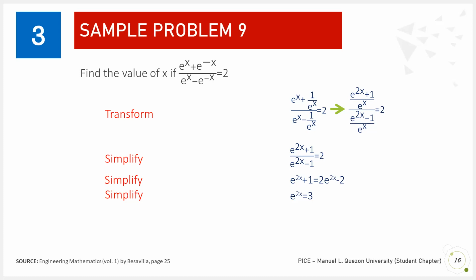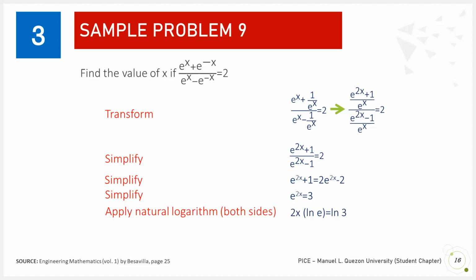And then, it is equal to 3. Kasi transpose ko naman si negative 2 sa kabilang side, sa left side. And then, ang gagawin naman natin is we apply natural logarithm for both sides. Kapag in-apply natin yung natural logarithm for both sides, so magkakaroon tayo sa left side ng natural logarithm of e raised to 2x. And then sa right side, magkakaroon tayo ng natural logarithm of 3.